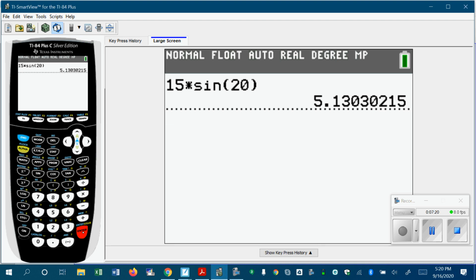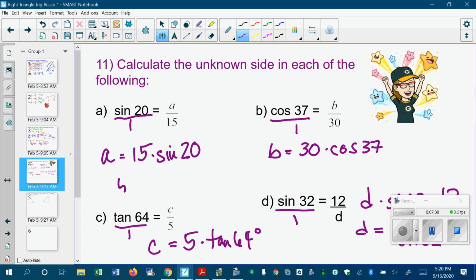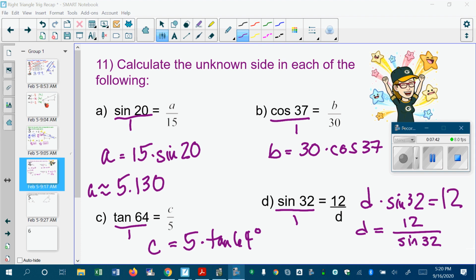Okay, so my answer there is 5.130. I would like you to be in the habit of rounding to 3 decimal places because if you take AP Calculus next year, which I sincerely hope you do, that's going to be the rule on your AP test. So you might as well get used to it now. So A is approximately 5.130. I'd like you to try the other 3 calculator tasks here and come back and check your work in just a minute.